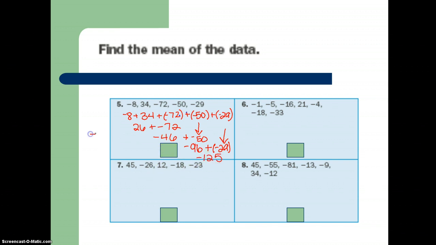Remember, that's not your answer. You need to take 125 and divide, use the fraction bar, by 1, 2, 3, 4, 5 numbers. And again, if you need to write it out this way, 5 goes into 12. How many times? 2. 5 times 2 is 10. Subtract, you get 2. Bring down the 5. 5 times 5 is 25. You're left with 0. Your answer is, and it's different signs, so it's negative 25.